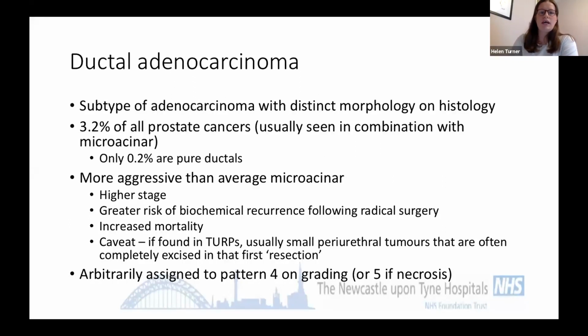And then quickly, just ductal adenocarcinoma, which is a subtype of prostate cancer which has a distinct morphology when we look down the microscope. We very rarely see it on its own. It's usually in combination with some usual microadenocarcinoma, but again, it's more aggressive than your normal tumour for the reasons which are outlined on the slide and that you can read for yourself. For whatever reason, we do give this a Gleason score, but it gets a Gleason score of 4. So it will be reflected in the final Gleason score if this is present. You need to be thinking about either intermediate or high risk stratification if your patient has this.